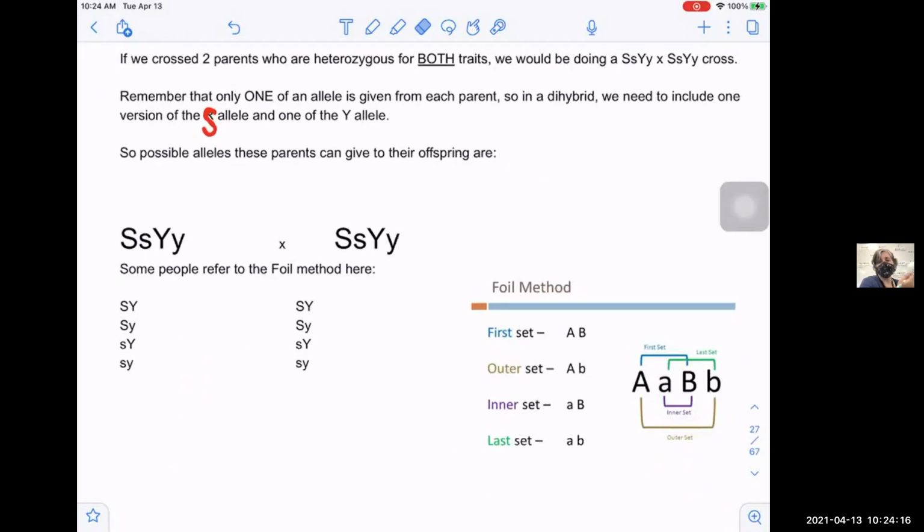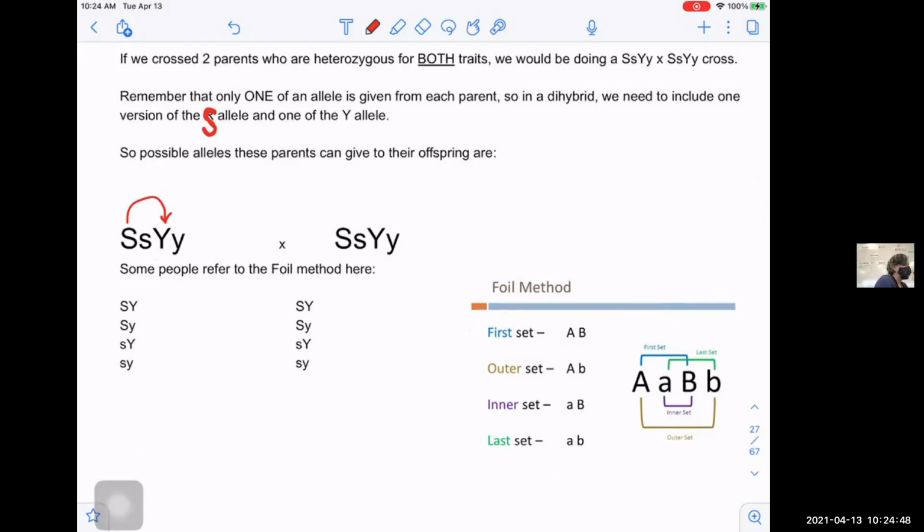So FOIL stands for first, the F is the first set, O means the outer set, I is for the inner set, and L is for the last set. If you have done this in math, it's very, very similar, okay? Because these are heterozygous for both, we can get a gamete that has a big S and a big Y. That's one option, okay? The big S could combine with the big Y.